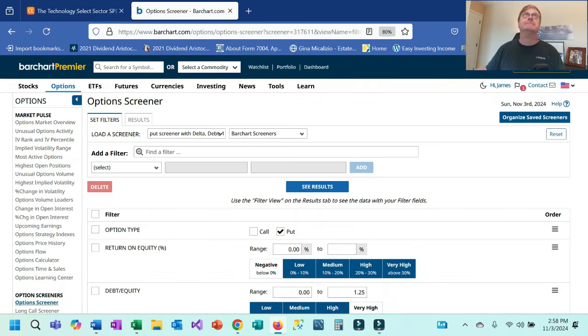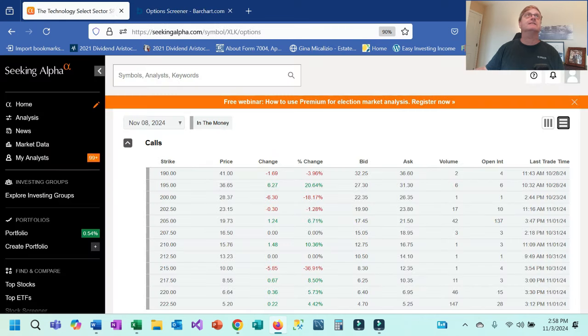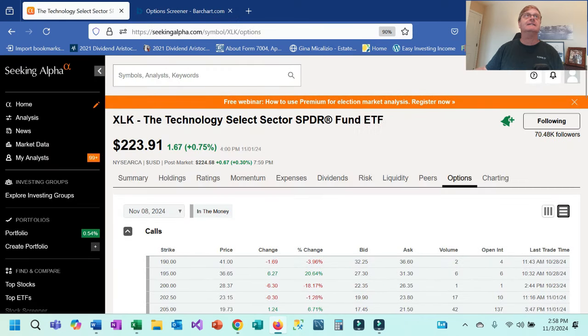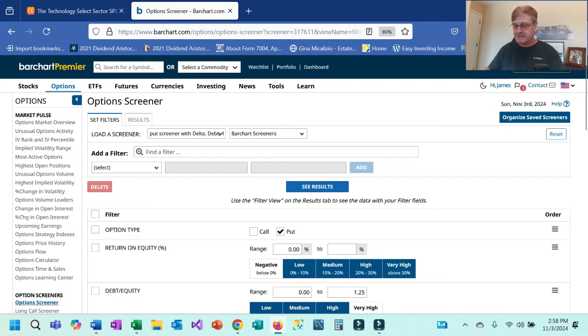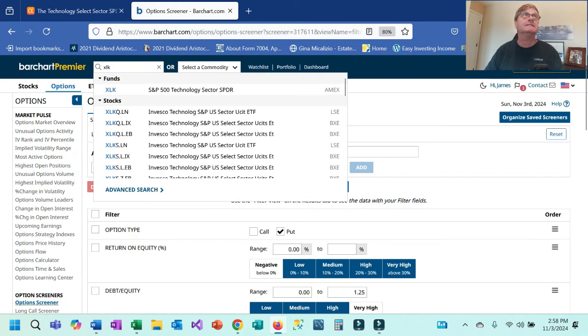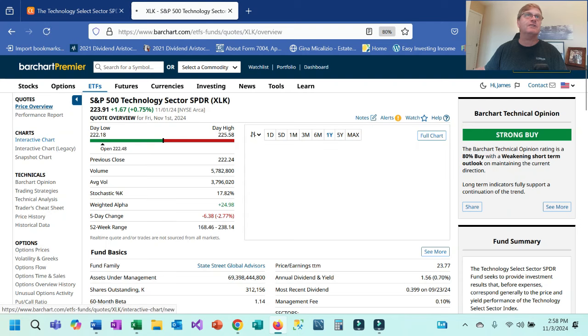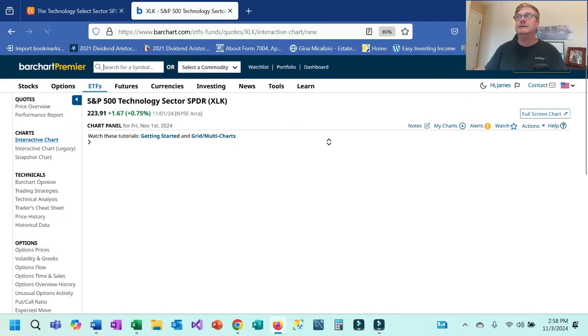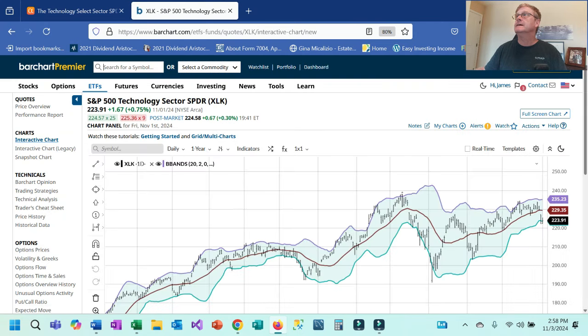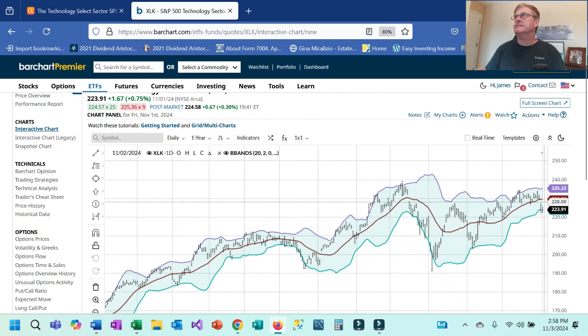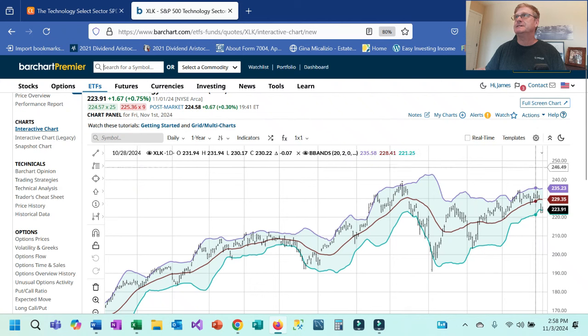And you can actually, right back in bar chart, take a look at XLK. So let's look at XLK, and we can look at options. We can also look at the interactive chart for it too. So you can see the bands have kind of thinned a little bit. So again, I prefer to be below the lower band when I'm writing puts.